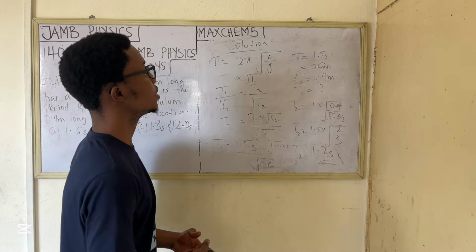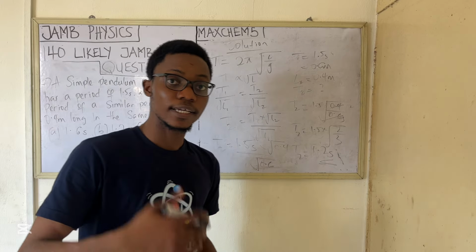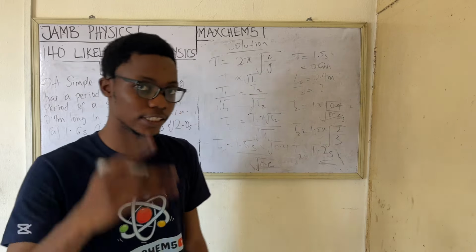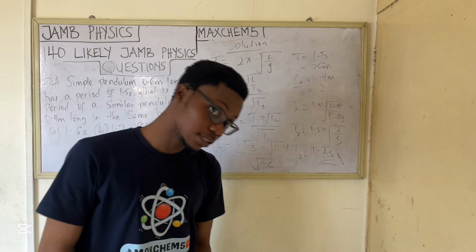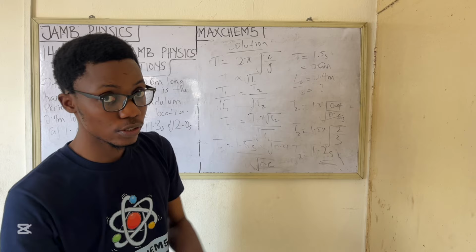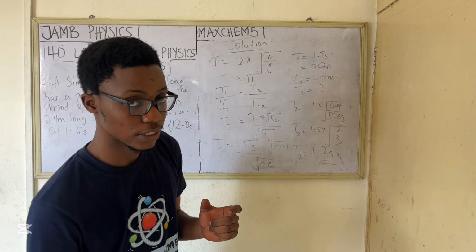Even from here, T is directly proportional to the square root of L. That means if there is an increase in period, there will be a corresponding increase in length also. If it's inversely proportional, that means an increase in period will lead to a decrease in length.